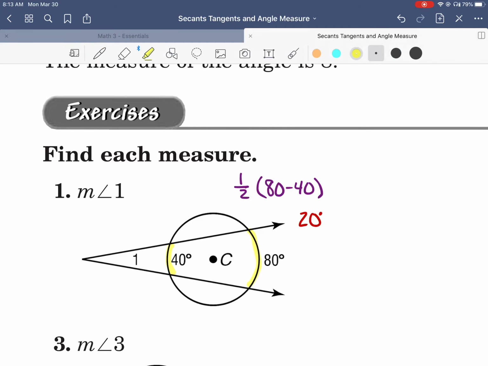If you are wondering how I know which arcs it creates, if I look at the angle, I'm going to look at the portion of the circle that is between the sides of the angle. So this one and that's that one. That's how I know those are the arcs that I create.